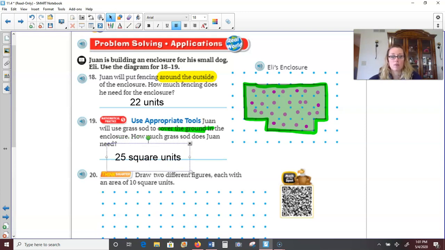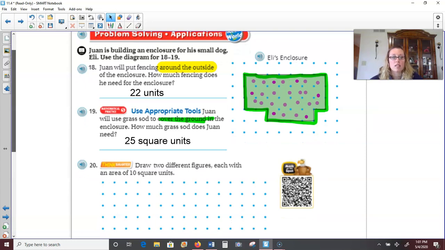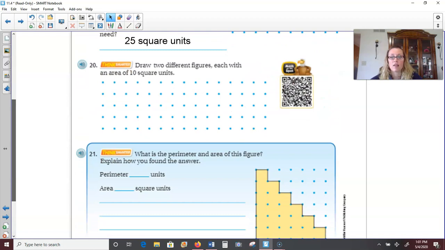Square units, because we were counting up all the squares inside of the shape. So we would need, or Juan would need, 25 square units of grass sod to cover Eli's enclosure. All right, let's go to number 20.